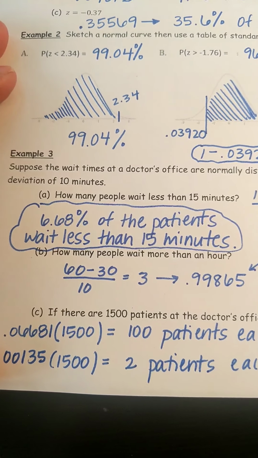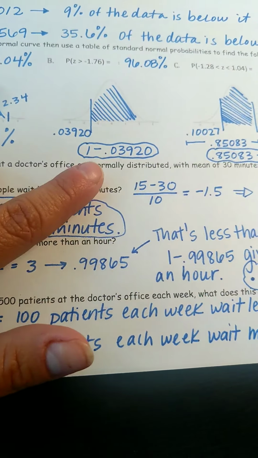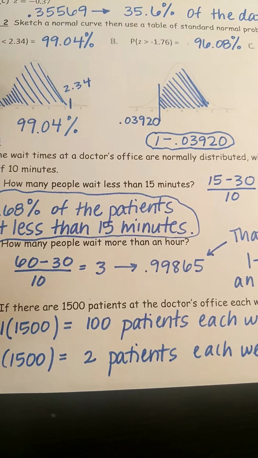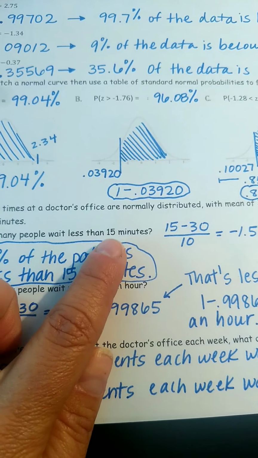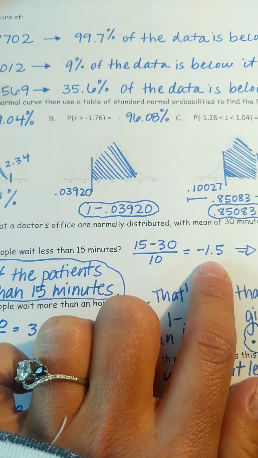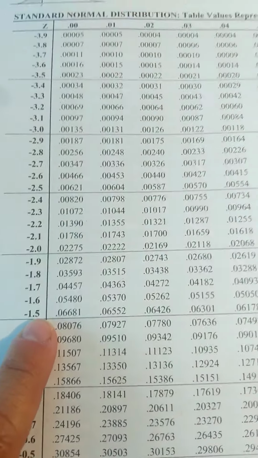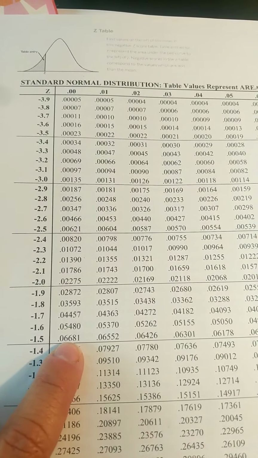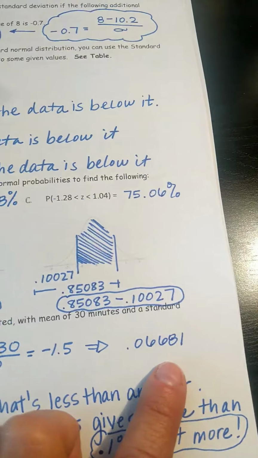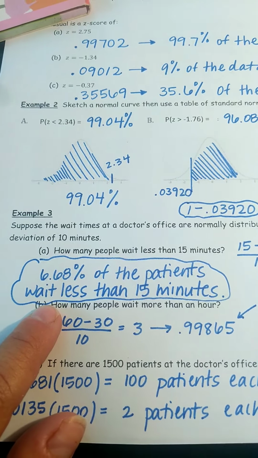All right, example 3. This is where we're actually going to start applying this. Suppose the wait times at a doctor's office are normally distributed, again, that's important, with a mean of 30 minutes and a standard deviation of 10. How many people wait less than 15 minutes? Okay, so my data point is 15 minutes. I subtract the mean, divide by the standard deviation. I get a z-score of negative 1.5. Now, when I look up that z-score, okay, because there's no hundredths place, I just use the negative 1.50 and I get 0.06681, okay, is below that, which means that 6.68% of the patients wait less than 15 minutes, okay?